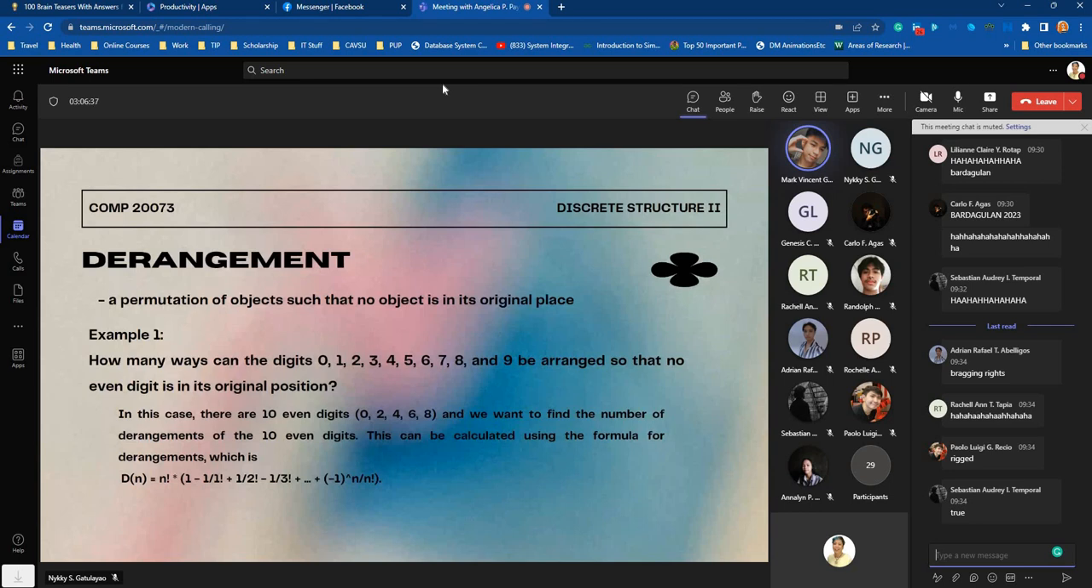This can be calculated using the formula of derangement, which is D of n equals n factorial times 1 minus 1 divided by 1 factorial plus 1 divided by 2 factorial minus 1 divided by 3 factorial, and so on until we reach negative 1 raised to n divided by n factorial. Next.